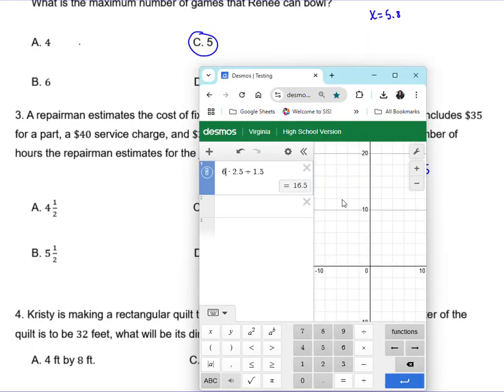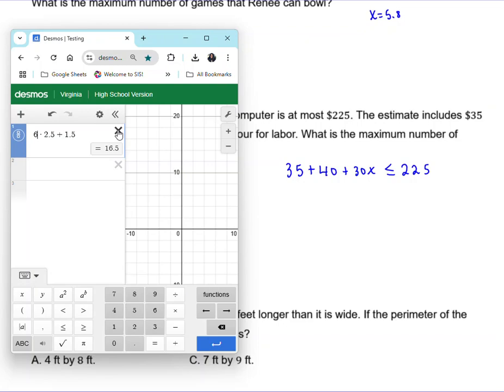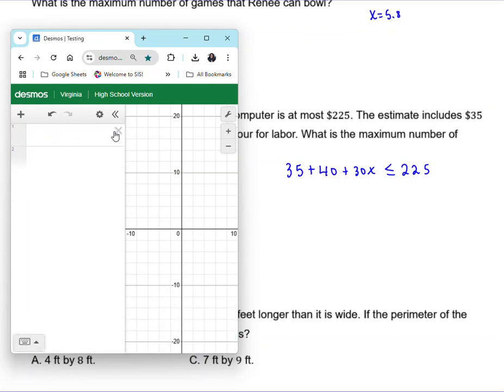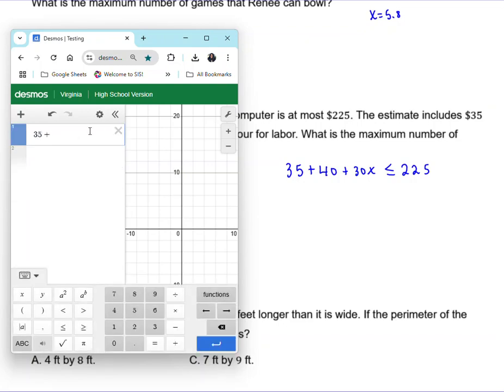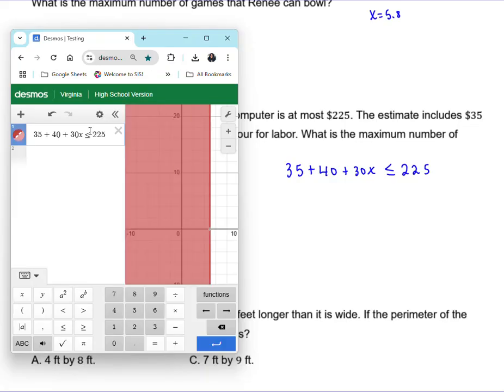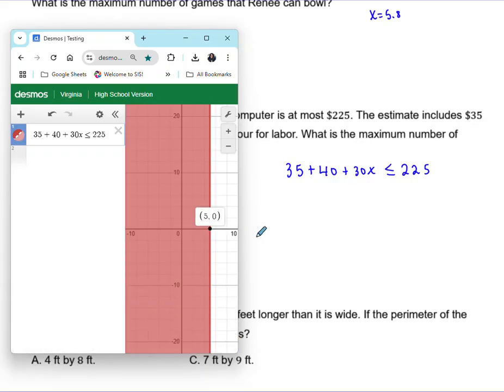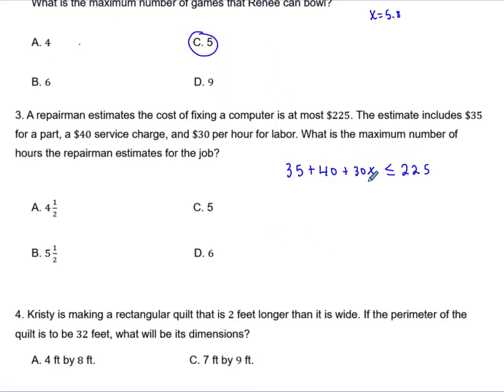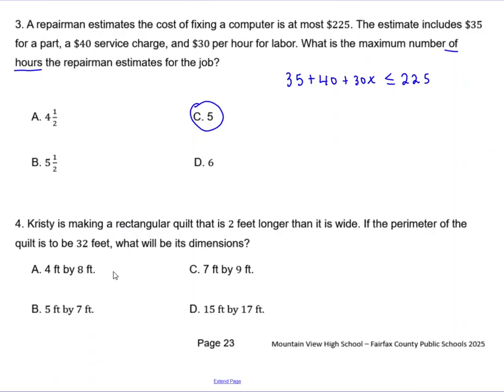So let me go ahead and graph it. So $35 plus $40 plus $30 per hour, and then that has to be less than or equal to 225. Okay, so it looks like they can do 5, so x has to be 5 hours worth of work. Okay, so 5 hours.